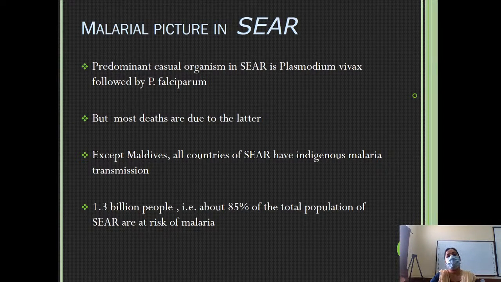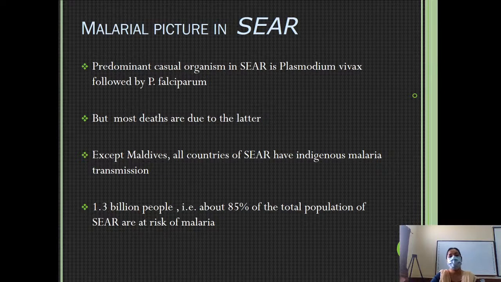So now, if you look at the distribution of vivax, falciparum, or malaria in general, you will see that except Maldives, all countries of the Southeast Asia region have indigenous malaria transmission. So that's why I said that the disease has come to stay in these areas. These areas have become kind of endemic for malaria.